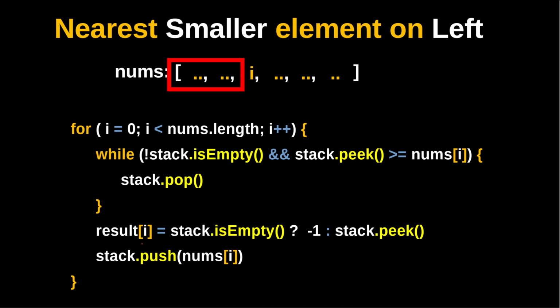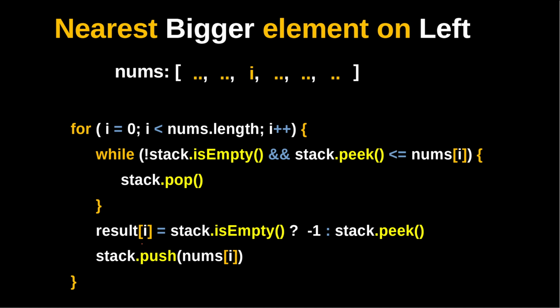Today we talked about using a monotonic stack to find the smaller element on the left of num sub I. Now suppose we want to find the bigger elements on the left of num sub I. What do we do? Well, we just change this part of the code here, and then we are good. This template is very versatile.